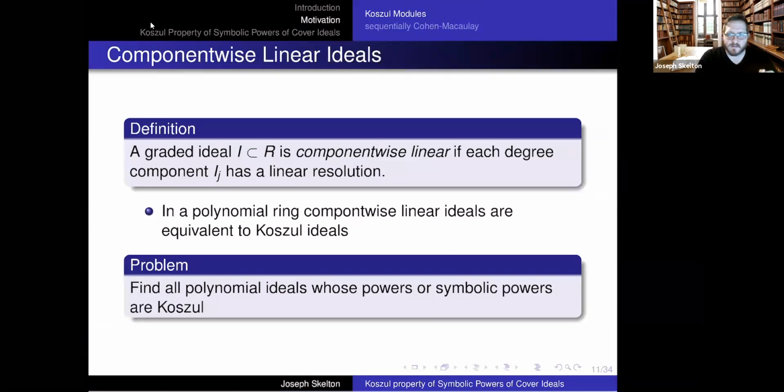Another related concept is component-wise linear ideals. An ideal is component-wise linear if each degree component has a linear resolution. And in a polynomial ring, component-wise linear ideals are Koszul ideals and vice versa. All of this makes you wonder, can we find polynomial ideals whose powers and symbolic powers are Koszul? Because it will obviously give us a whole bunch of stuff.